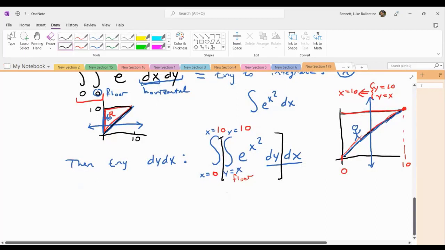Someone tell me how to integrate this: the integral from x to 10 of e to the x squared dy. You just told me the antiderivative. Remember, x is being kept constant, so it's y e to the x squared. And then we evaluate, of course.